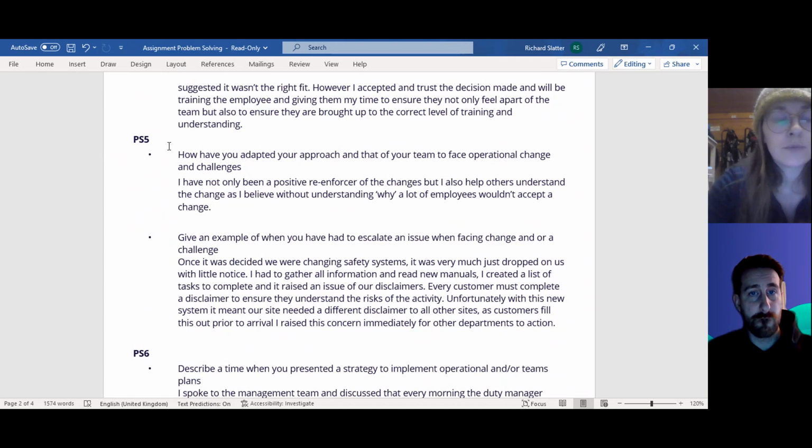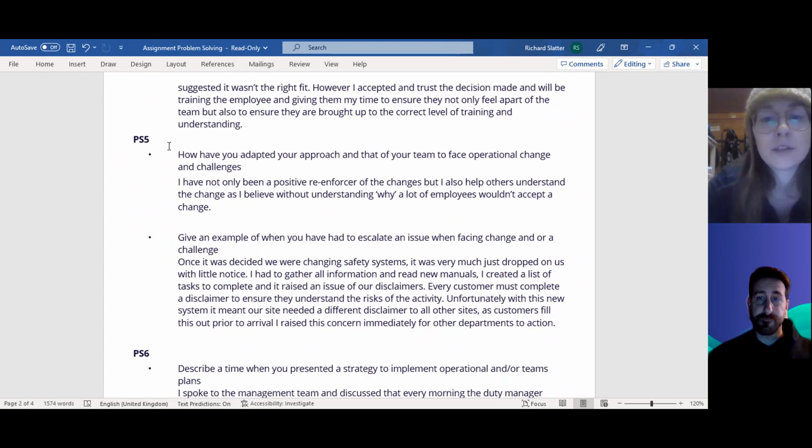So once it was decided we were changing safety systems, it was very much just dropped on us with little notice. I had to gather all information and read new manuals. I created a list of tasks to complete and raised an issue of our disclaimers.